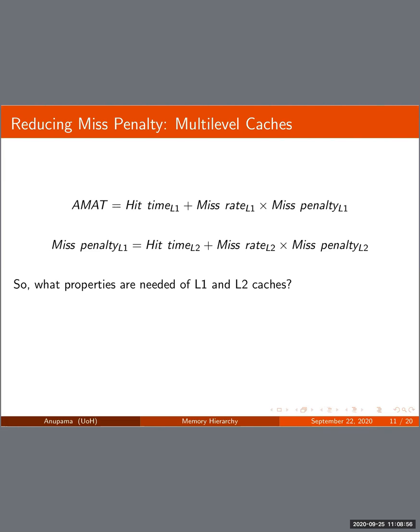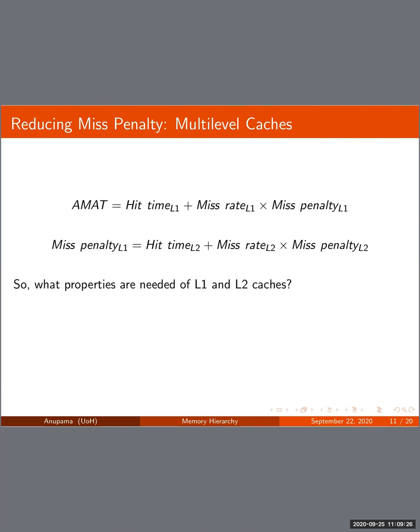We need to then try to understand what are the properties you would like to have for L1 caches and the properties we need to have for the L2 caches, which we also discussed in the last class. We said that we would like to have a low hit time, so a fast cache at level 1, and also its miss penalty should be less.